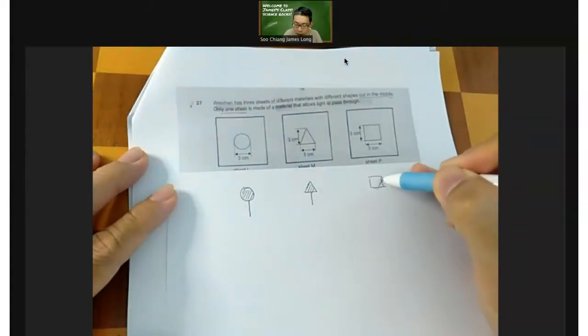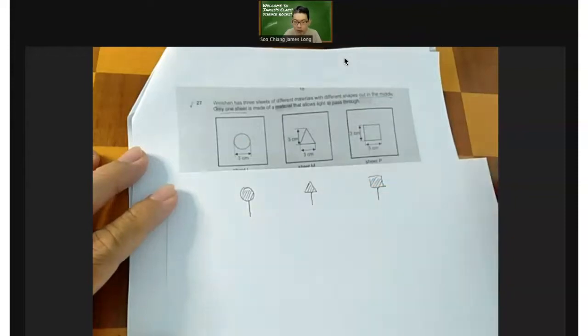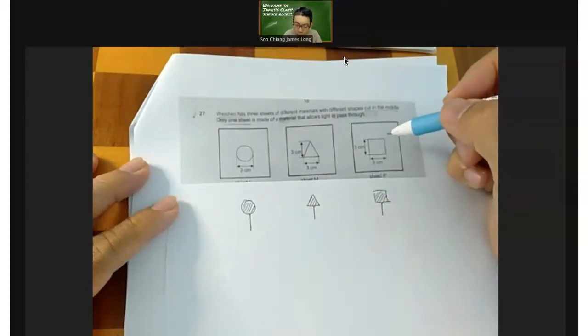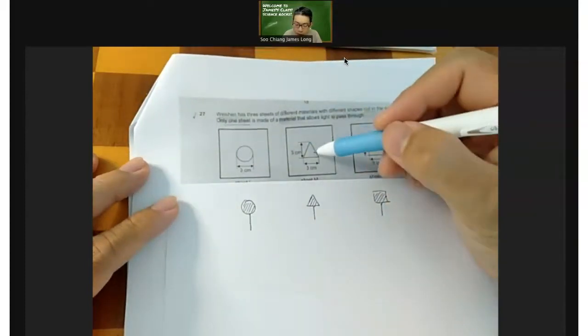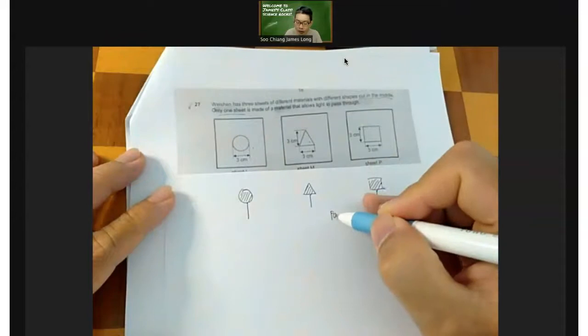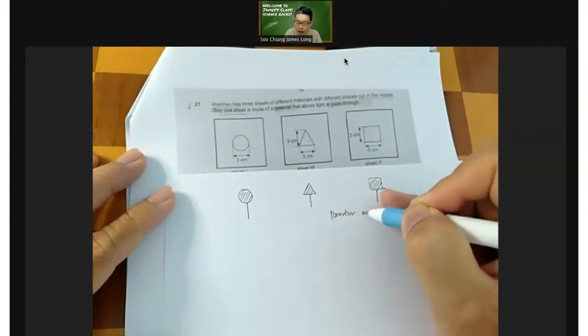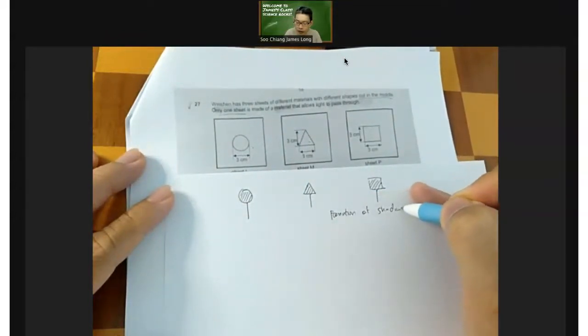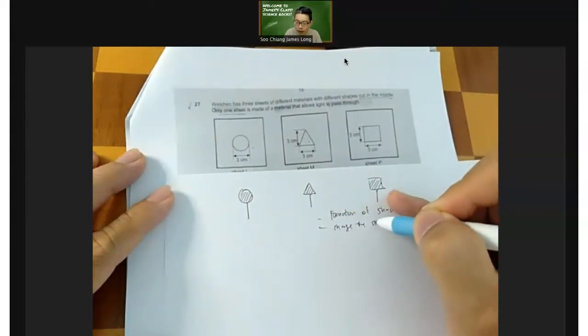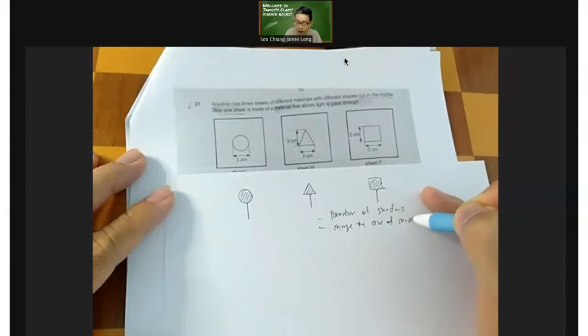So I repeat again, these are now solids, with different shapes. These are not holes. Unlike this part here, all these are holes. Triangular hole, square hole, and circular hole. In my case, I'm going to revise with regards to formation of shadows first, and how to change the size of the shadows.